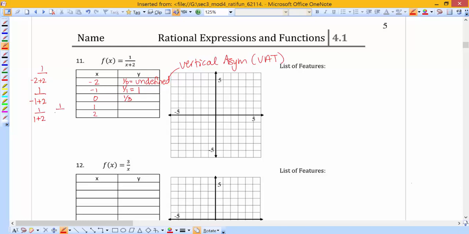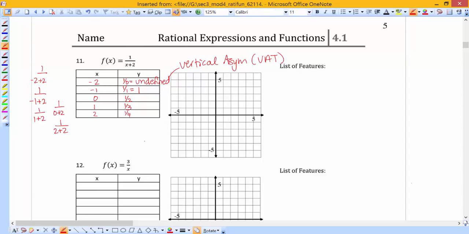if I plug in 1 plus 2, sorry, I just completely skipped the 0 and I said 0. Let me start with the 0. That's 1/2. The 1 was 1/3. Just skip that. And then 2 plus 2 is 4, so 1/4.